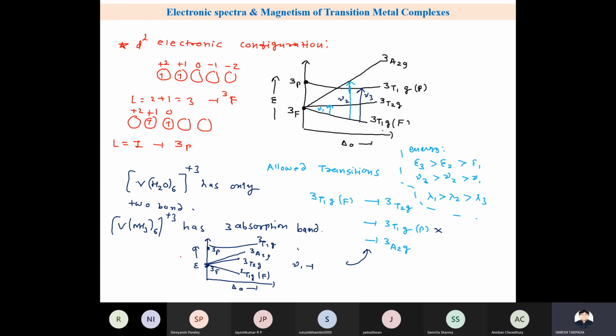Okay, these are the possible transitions. This is the first one, second, and this is third. First is called nu1, second nu2, third nu3. So the order will come like this.